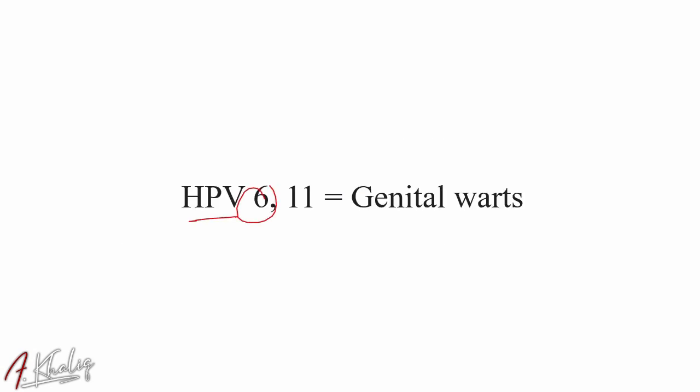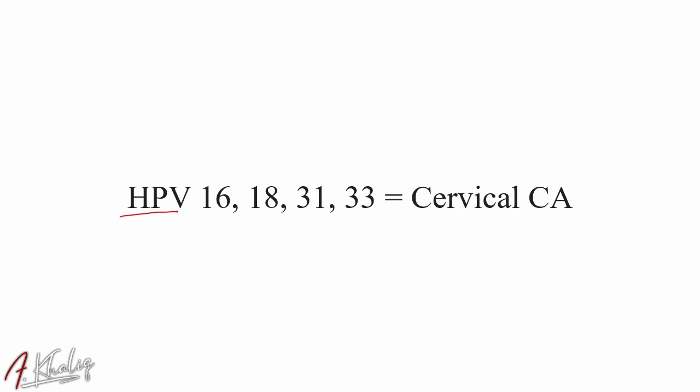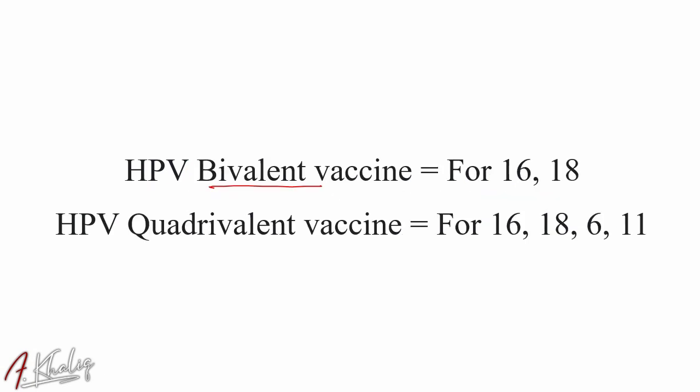HPV 6 and 11 are going to cause genital warts, while HPV 16, 18, 31, 33 are going to cause cervical cancer. The bivalent vaccine for HPV is against HPV 16 and 18, while the quadrivalent vaccine is against HPV 16, 18, and 6 and 11.